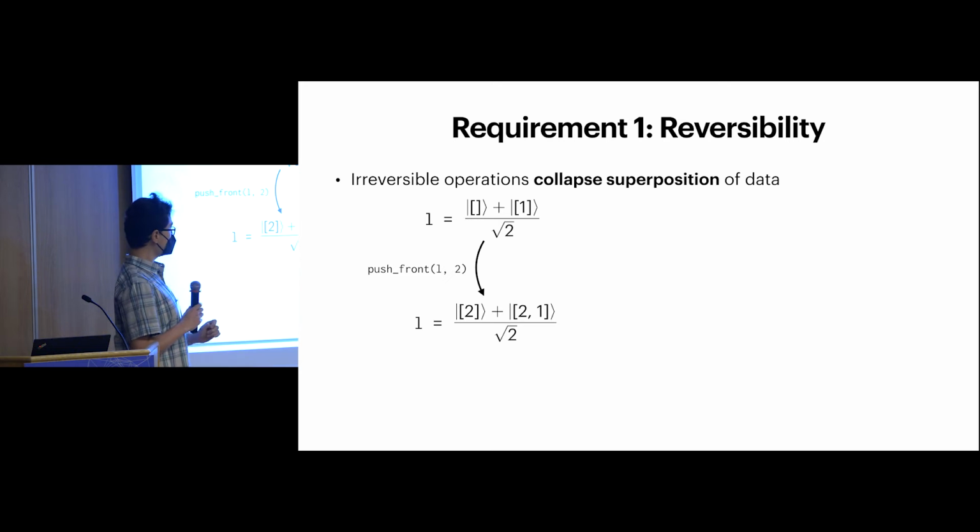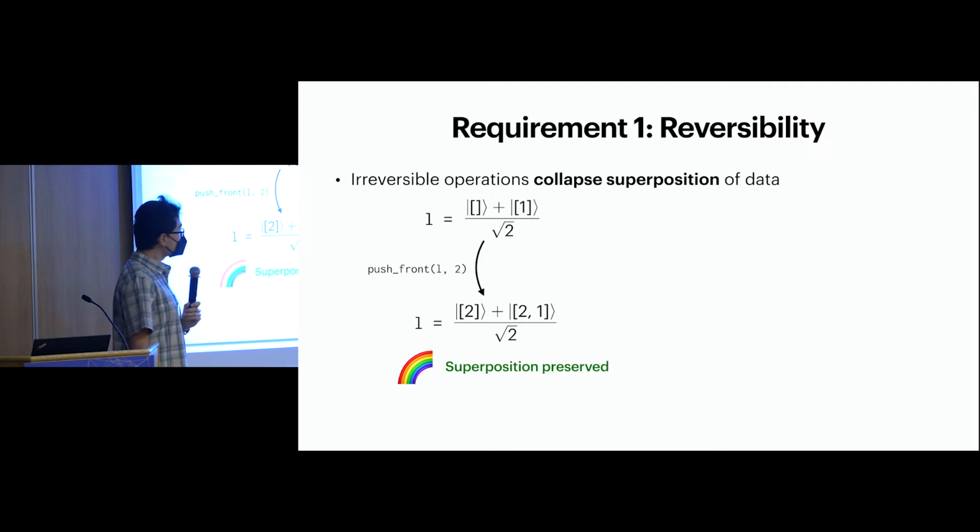So on the left side of the slide here, you see our previous example where we take a superposition of lists and we push the element 2 onto the front of each of the classical lists in the superposition. And you can see in some sense the superposition has been preserved. It's still in superposition after this operation.